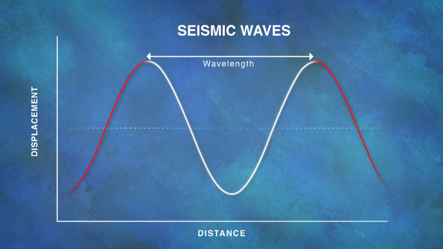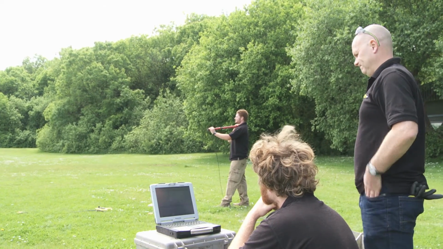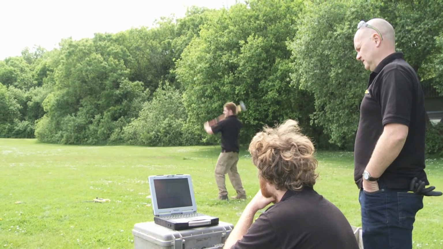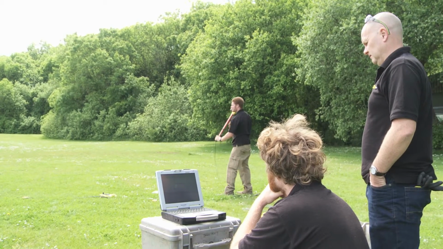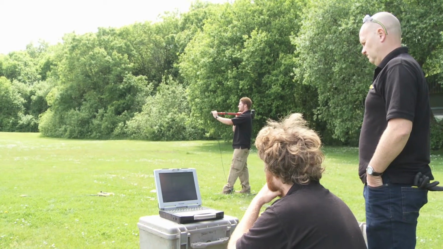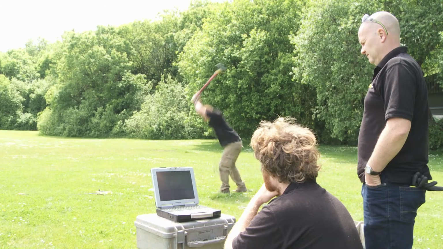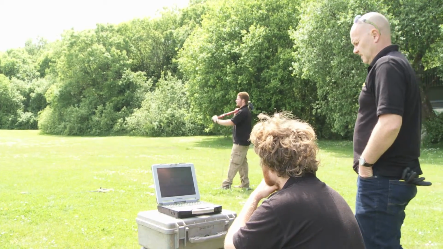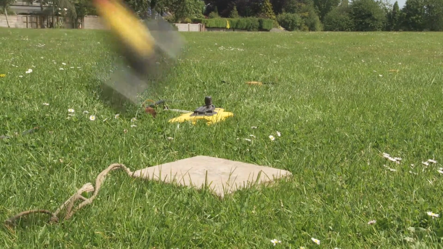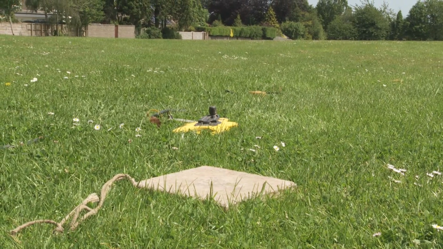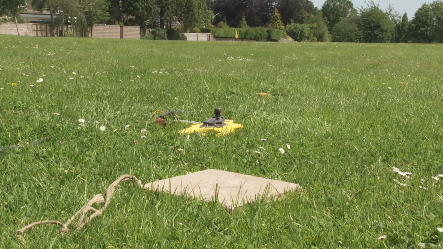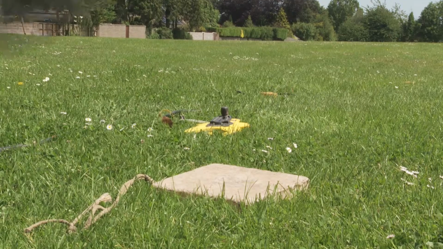They might have the same variables, but different seismic waves move through the ground, displacing the particles in different ways. And that's why Jim and Roger use two different plates. The flat plate creates primary or P waves, whilst the H plate we've already seen creates secondary or S waves.